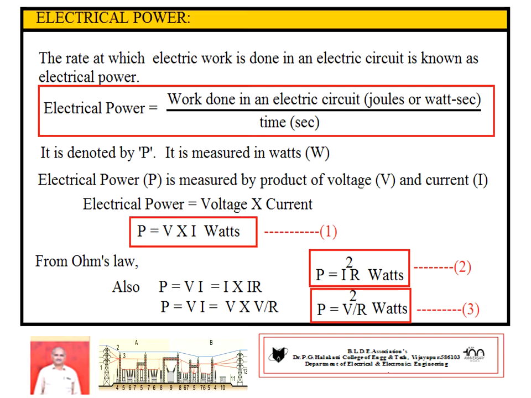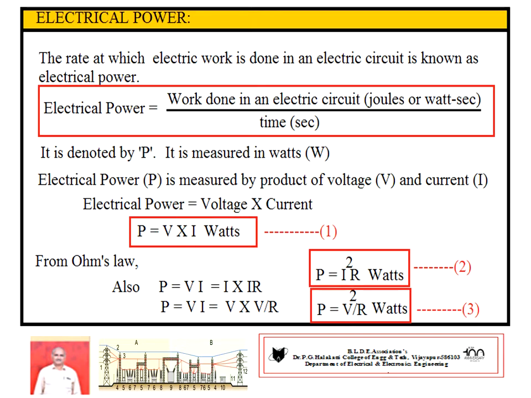Also, the electrical power is the product of voltage and current in a given DC circuit. Hence, power P equals voltage V into current I watts. So, P equals V into I watts. This is equation number 1. From Ohm's law, if we replace the current value or replace the voltage value, we get equation number 2, that is power equals I square into R watts, and similarly power equals V square by R watts, equation number 3.